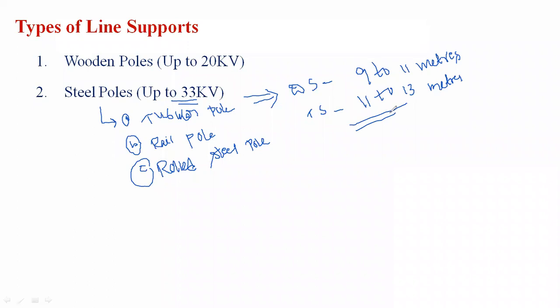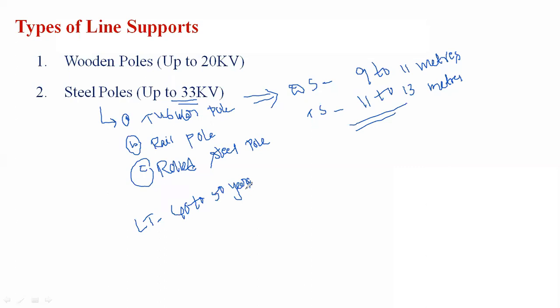It can withstand some amount of the weight of the conductor. And the second one, the lifetime of the steel pole is more compared to the wooden pole. Here in the steel pole, the lifetime is 40 to 50 years. But we need to apply regular painting. That is, inspection is required. The lifetime should be 40 to 50 years.